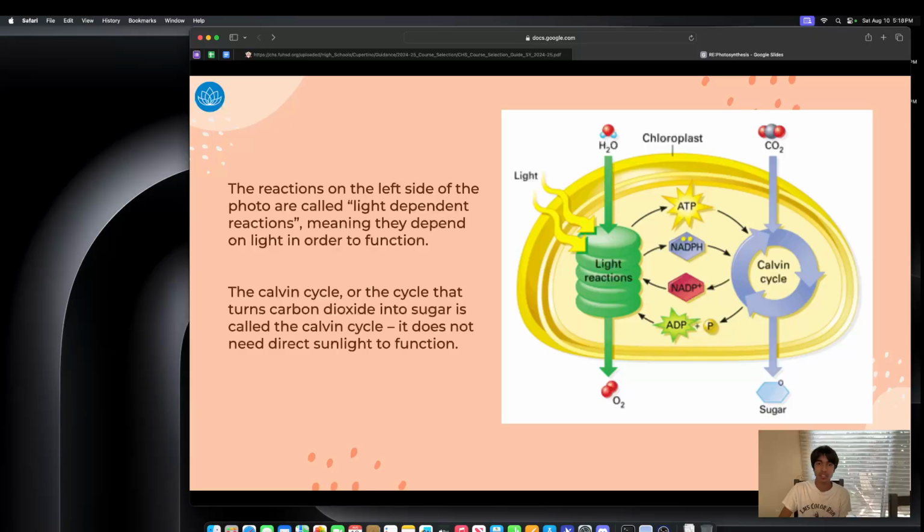Okay, so the reactions on the left side are called the light dependent reactions, meaning that they depend on the light in order to function. And then the Calvin cycle, or the cycle that turns carbon dioxide into sugar, does not need direct sunlight to function. It just needs that energy, the ATP and the electrons from the light reaction to power itself. So as you can see, our familiar friends ATP and NADPH, the electron carriers, are being used here to power the Calvin cycle. But what makes the ATP and NADPH?